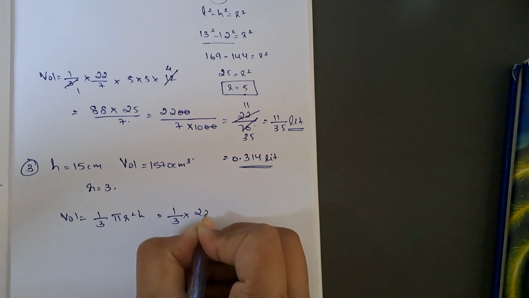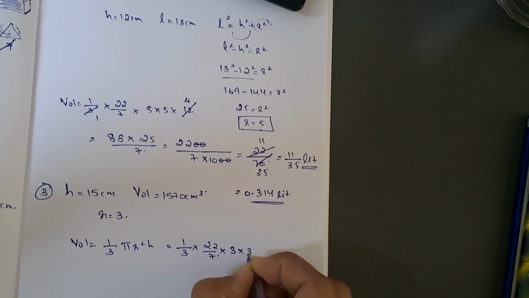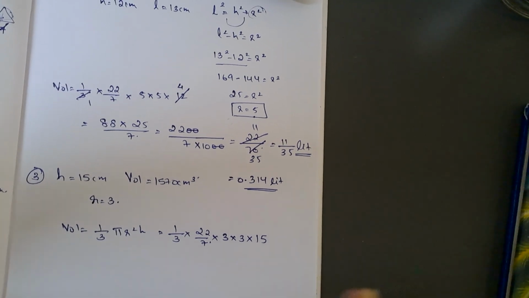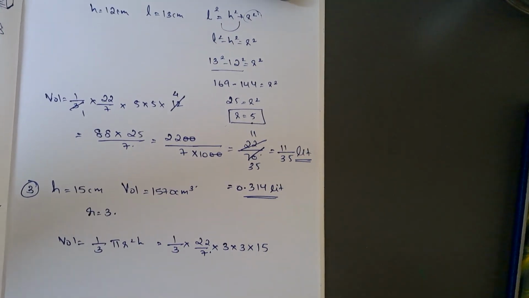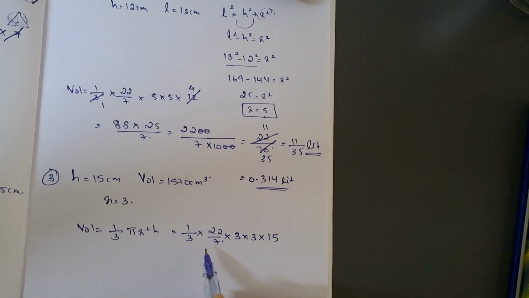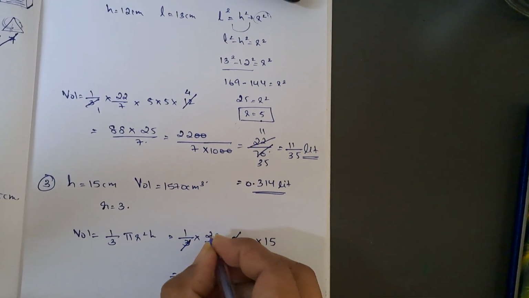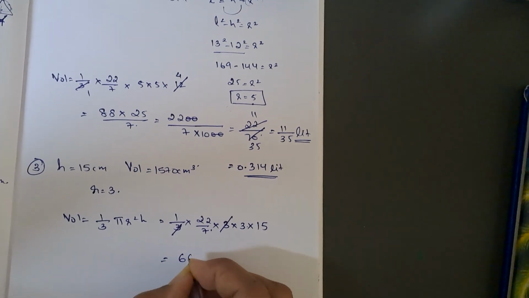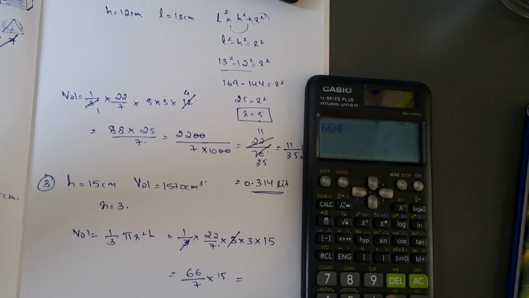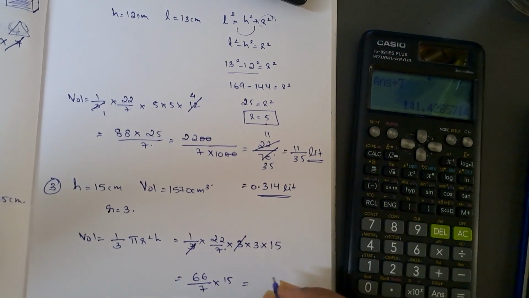So 1 by 3 into 22 upon 7 times r square, times 15. Now at times they will give you a particular value for pi. In this particular question they have specifically mentioned to take pi as 3.14, but I'm not doing it because it would be difficult to further simplify it. 3 1 times, 3 1 times, and then further it would not be solved. So I'm going to leave it like that. 2 times 22 times 3 becomes 66 upon 7 times 15. So multiplying 66 times 15 and then dividing by 7, it turns out to be around 140.